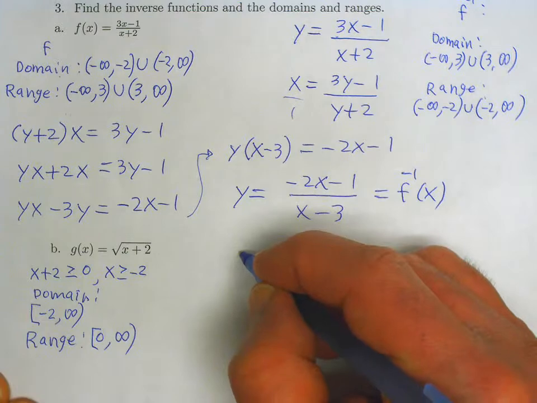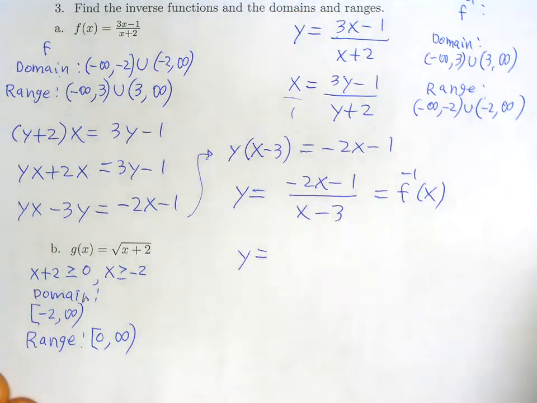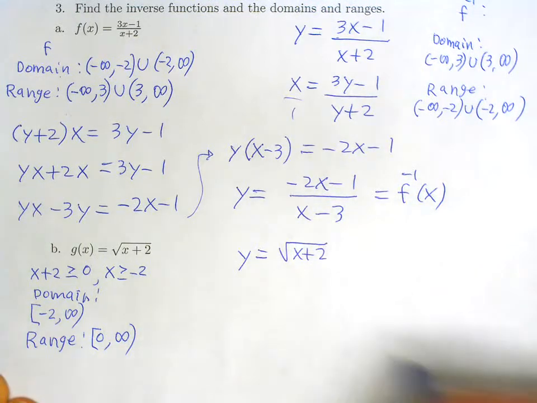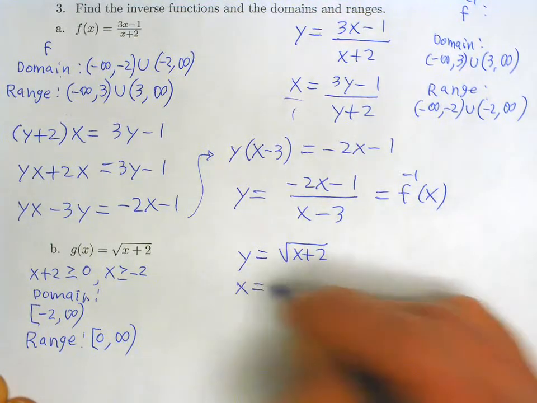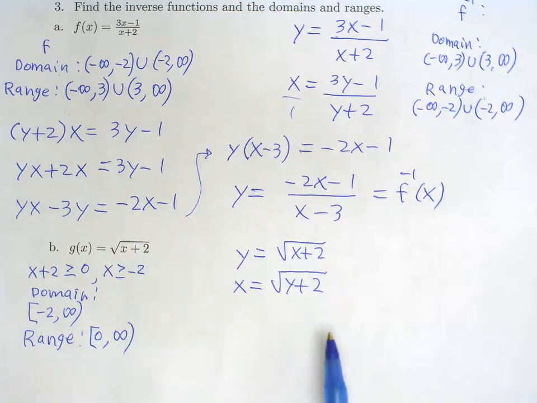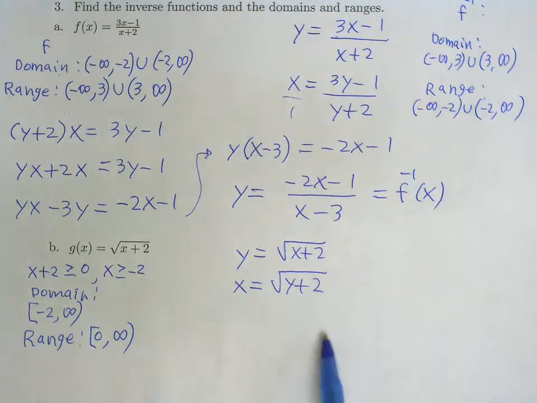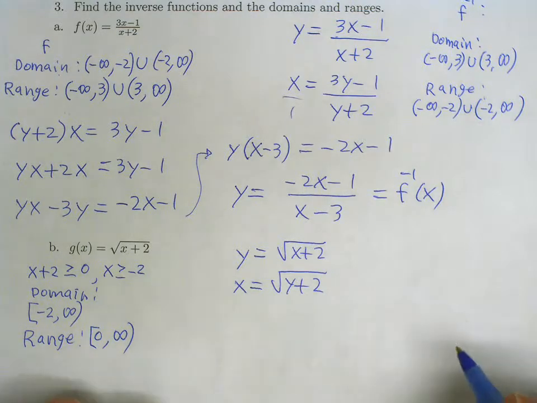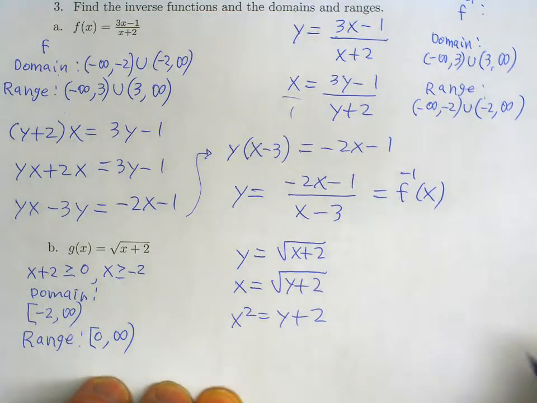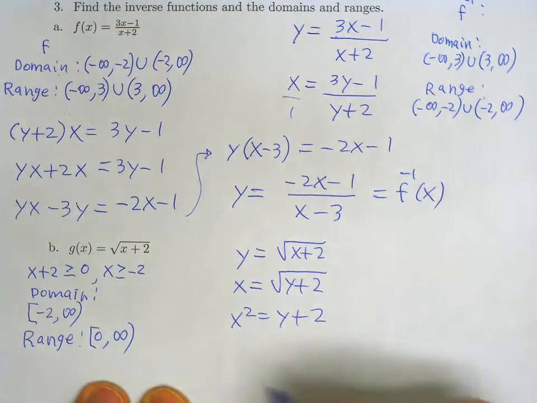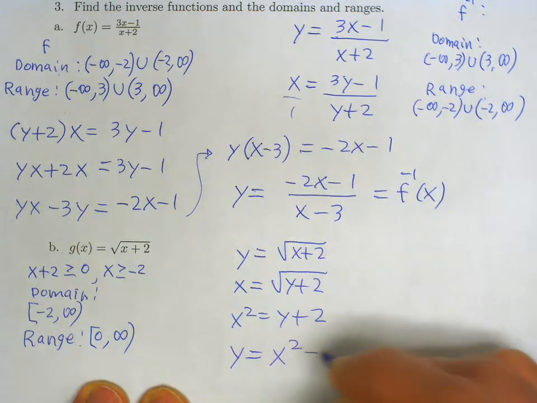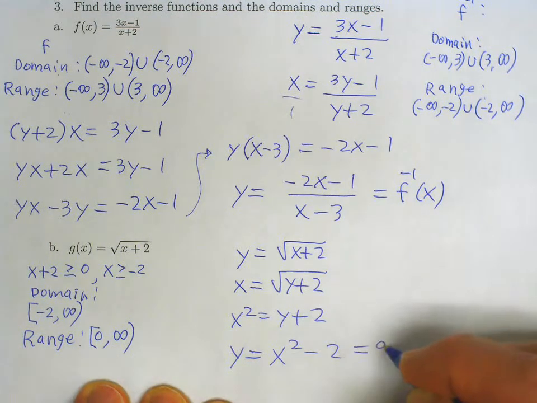Okay, to find the inverse, just replace g of x with y. y equals the square root of x plus 2. Then interchange x and y, so we get x equals the square root of y plus 2. Then we want to solve for y. Since y is inside the square root, we square both sides. We get x squared equals y plus 2. And then subtract 2 from both sides. y equals x squared minus 2. This is g inverse.